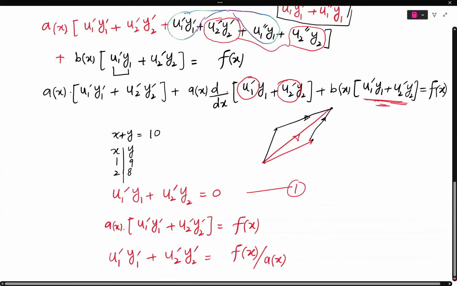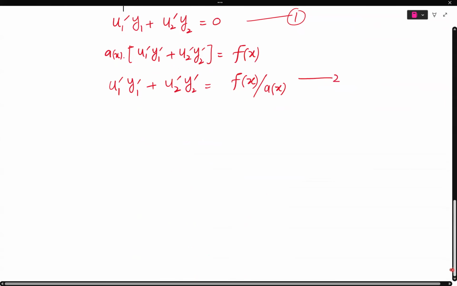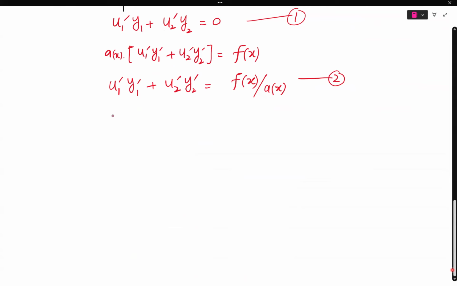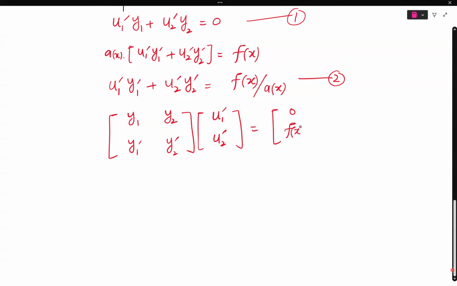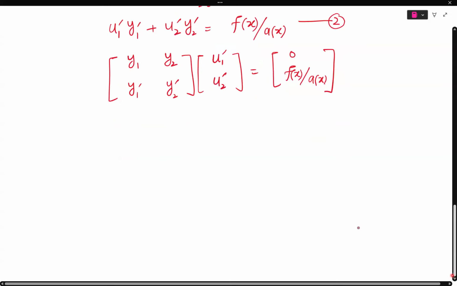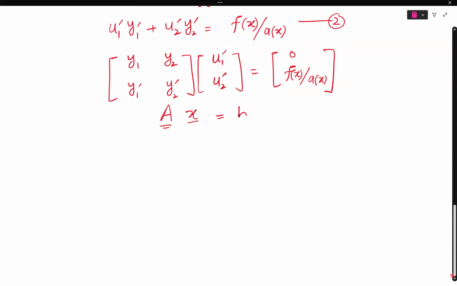These two equations can be easily solved by using Cramer's rule. So let's write it in the matrix form. So it becomes y1, y2, y1 prime, y2 prime, and then the unknowns u1 prime, u2 prime, and over here it is 0 and f of x over a of x. So this can be solved. It is a linear equation of the type Ax equal to b. So this is the matrix form, and x, the unknown vector, is equal to A inverse times B. So this is its form.